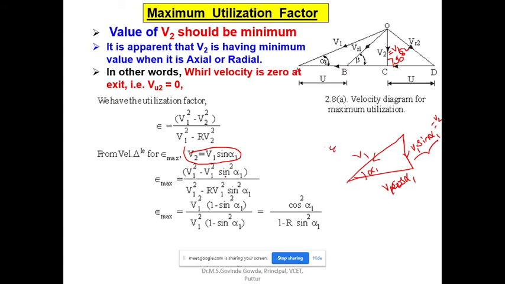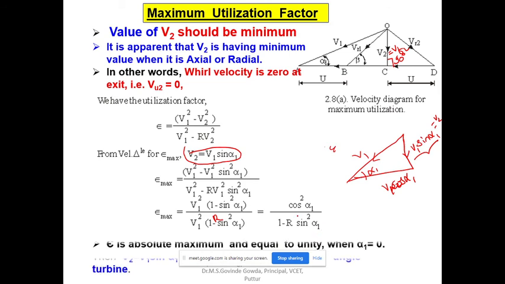Substitute in this case V1 square sin square alpha 1. So take V1 square outside. That becomes 1 minus sin square alpha 1 by 1 minus R sin square alpha 1. What is 1 minus sin square alpha 1? Cos square. Very good. Cos square alpha 1. So this becomes cos square alpha 1 by 1 minus R sin square alpha 1. So epsilon is absolute maximum and equal to unity when alpha 1 equal to 0.